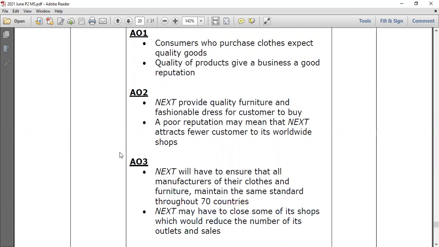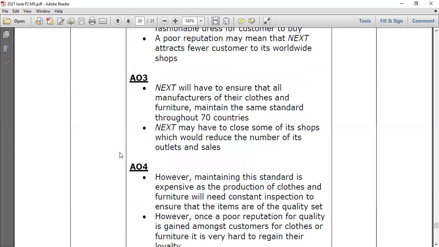You always use an example like a clothing retailer, using ladies' items purchased from Turkey, like that. And a poor reputation may mean that they attract fewer customers for their worldwide shops. So they're talking about this entire question about the quality of these items and the reputation problem, because quality always matters for reputation.